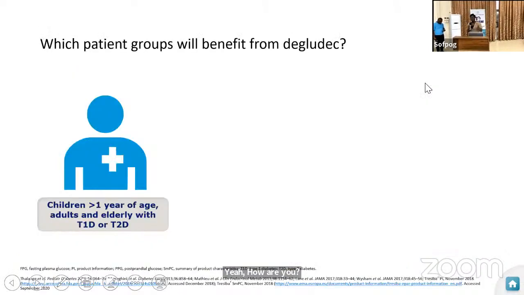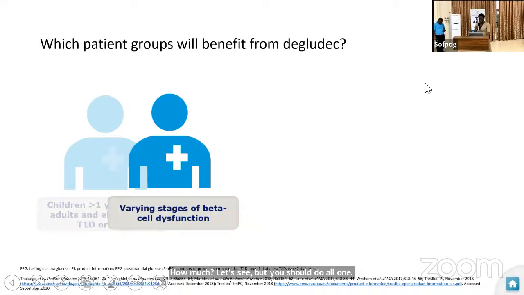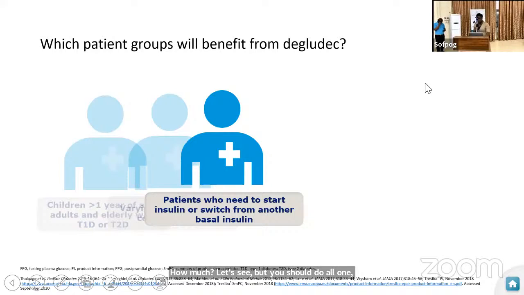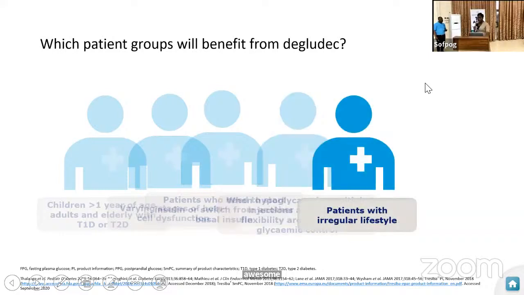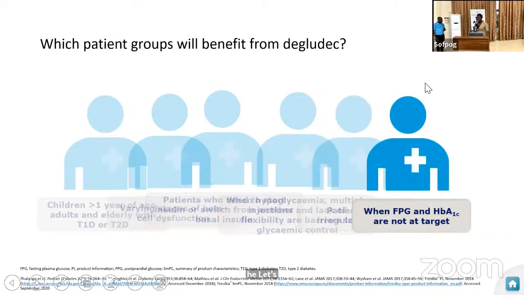Now, which patients benefit from transceiver? Patients who are 1 year and above, type 1 and type 2 diabetic patients, patients with various stages of beta cell dysfunction, patients who need to start improving therapy with another basal component. Those that have experienced hypoglycemia, have been injected separately and are still not getting the target. Patients with irregular lifestyle, so those who are very busy and cannot stick to a specific time when it comes to injection. The flexibility is favorable for such patients. Those that have fasting and postprandial hyperglycemia and are still not at target will also benefit from this treatment.